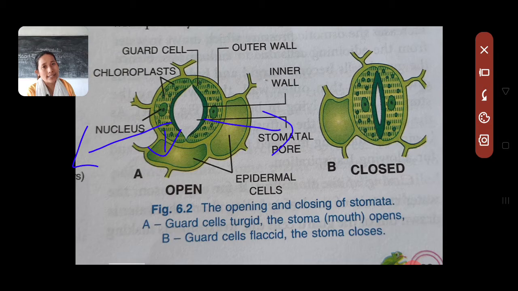In that case, water from your epidermal cell will also eventually enter the guard cell by the process of osmosis. Exosmosis is going to occur because the solution of the guard cells is hypertonic. Because of that, the water will be entering. As the water enters, the guard cells become turgid, because of which your stomatal pore will be opening. So during daytime your stomata opens.